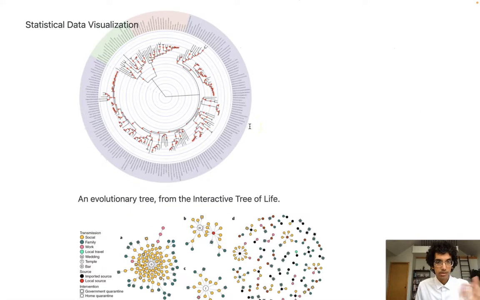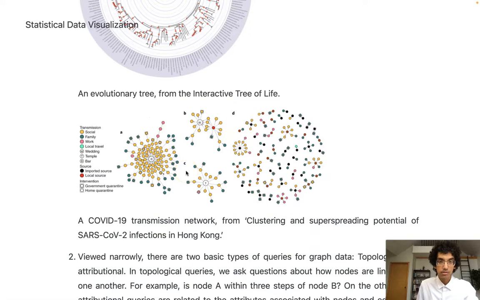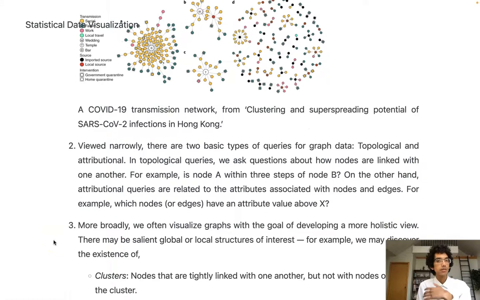Here are two specific pictures, right? So you can think of an evolutionary tree as a kind of graph, right? So you have a link when you have an ancestor and its descendants. This is kind of an epidemiological network. So this is from a paper about COVID transmission. So an edge means there was a transmission from one person to the next. Okay, so that's just to say there are a lot of graph data out there.